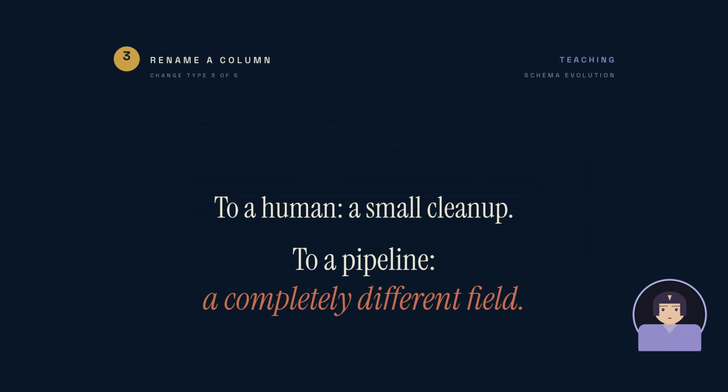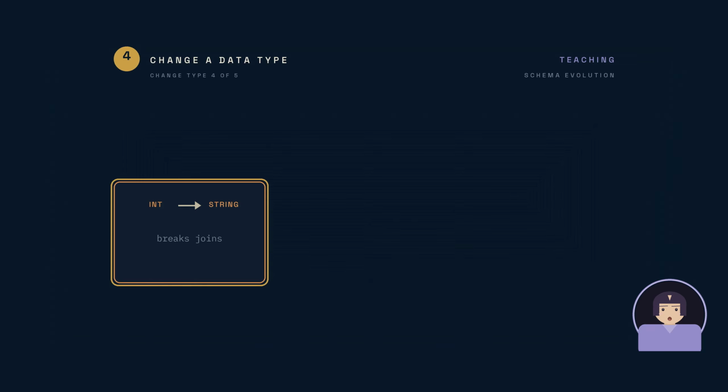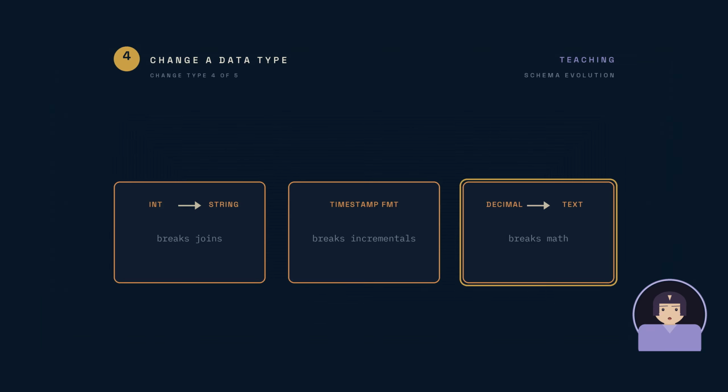The fourth is changing a data type. A customer ID that changes from integer to string can affect joins. A timestamp that changes format can affect incremental processing. A decimal value that becomes text can affect calculations. And the fifth is changing meaning, without changing the schema. This is the most dangerous one.